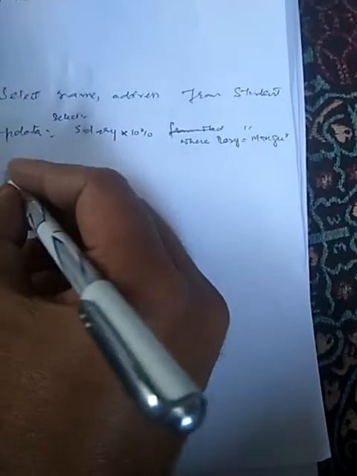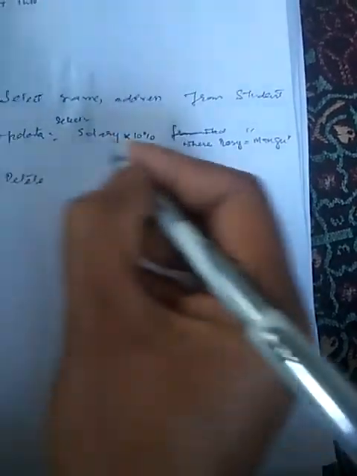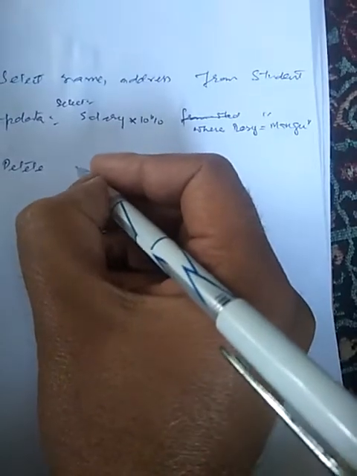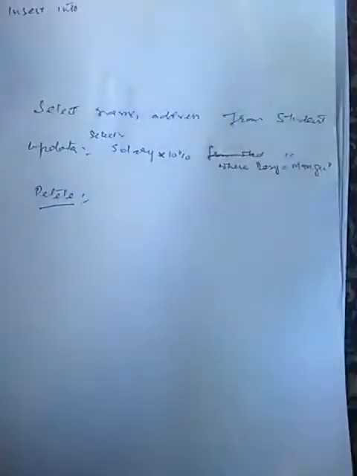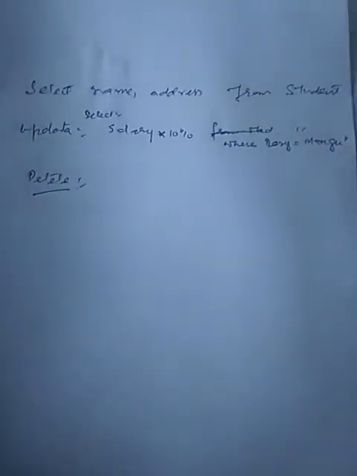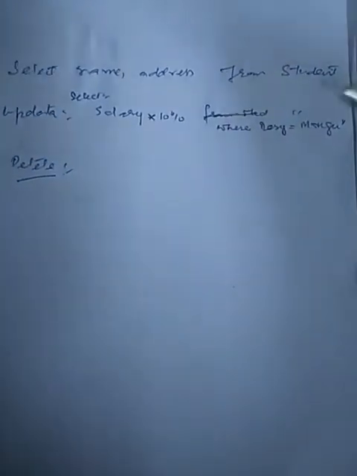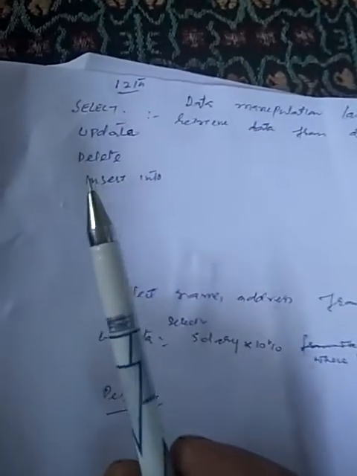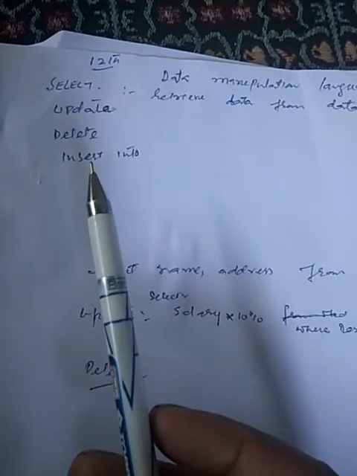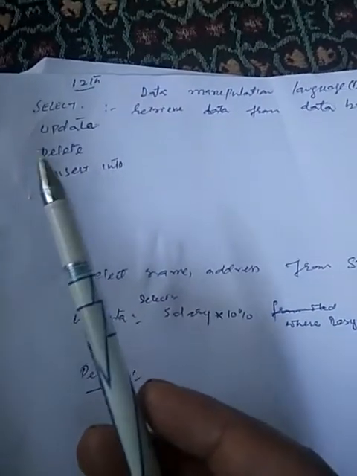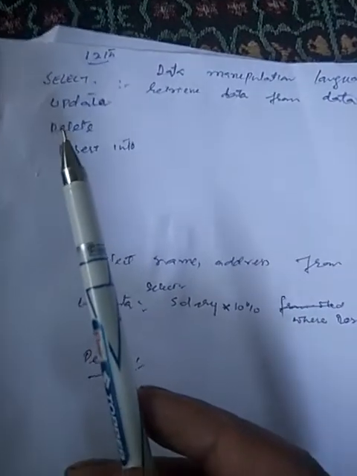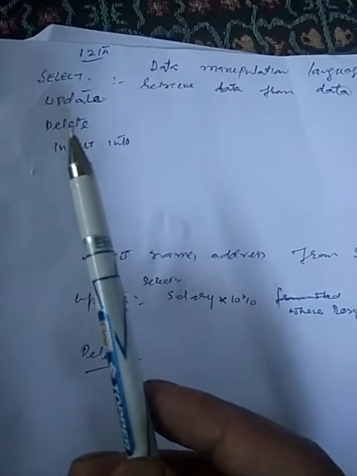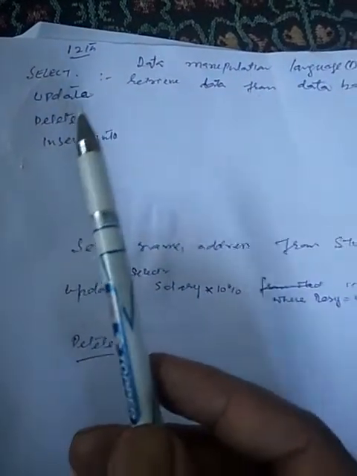Then the delete command. The delete command helps us to delete data from the database or delete data from a table. Then there is insert into. When we want to insert some new data in the database, we use the insert command. So these four major commands help us to manipulate the data in the database. That is why they are part of data manipulation language.